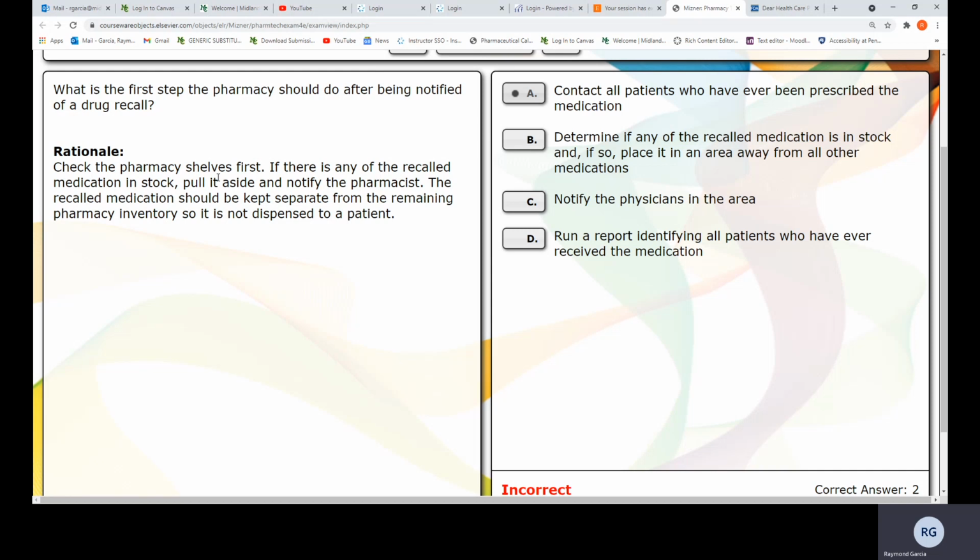For the most part, FDA will send a letter with the lot number, the correct NDC number, and the date that it was made. If there's any of the recalled medication in stock, put it aside and notify the pharmacist. The recalled medication should be kept separate from the remaining pharmacy inventory so it is not dispensed to a patient. Then after that, you would end up calling the patient, because we would have to look to see if we used that specific lot number for those that we could.